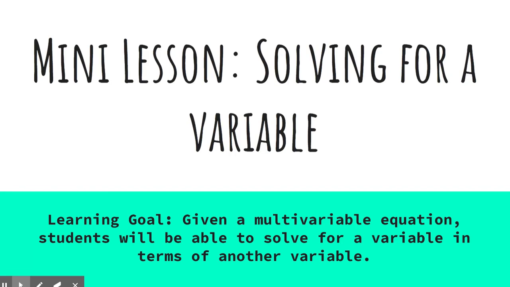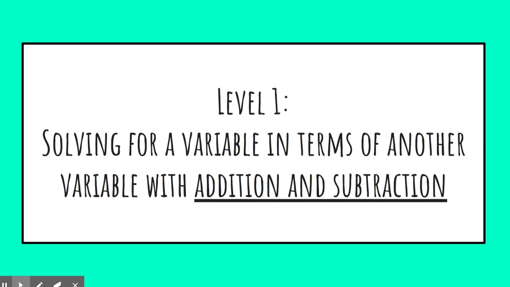Okay, this is your mini lesson on our next topic in ALEKS, solving for a variable. The learning goal for this lesson is, given a multivariable equation, students will be able to solve for a variable in terms of another variable. So what does that mean? Well, your equations are going to have more than one variable and you're going to have to solve for one of those variables. Let's look at an example.